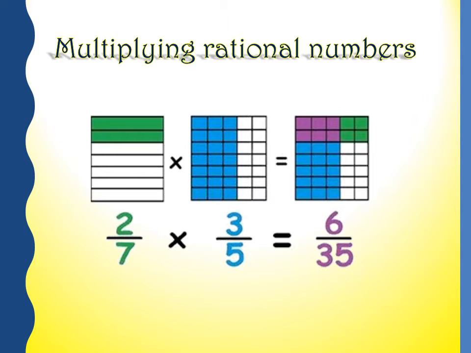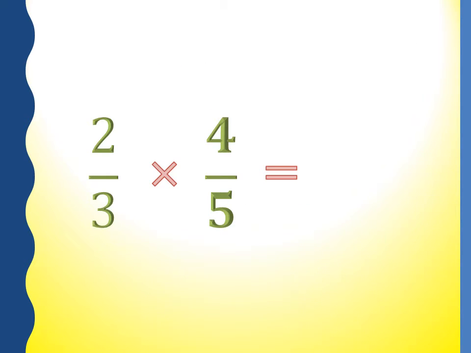Another example, if I need to multiply 2/7 times 3/5, here I will shade two parts of 7, and here I will shade 3 parts of 5. If I need to repeat this 2/7 just 3/5 times, that means I will take the common shaded part, which is 6/35. By this way, I can determine the rule of multiplying fractions or multiplying rational numbers.